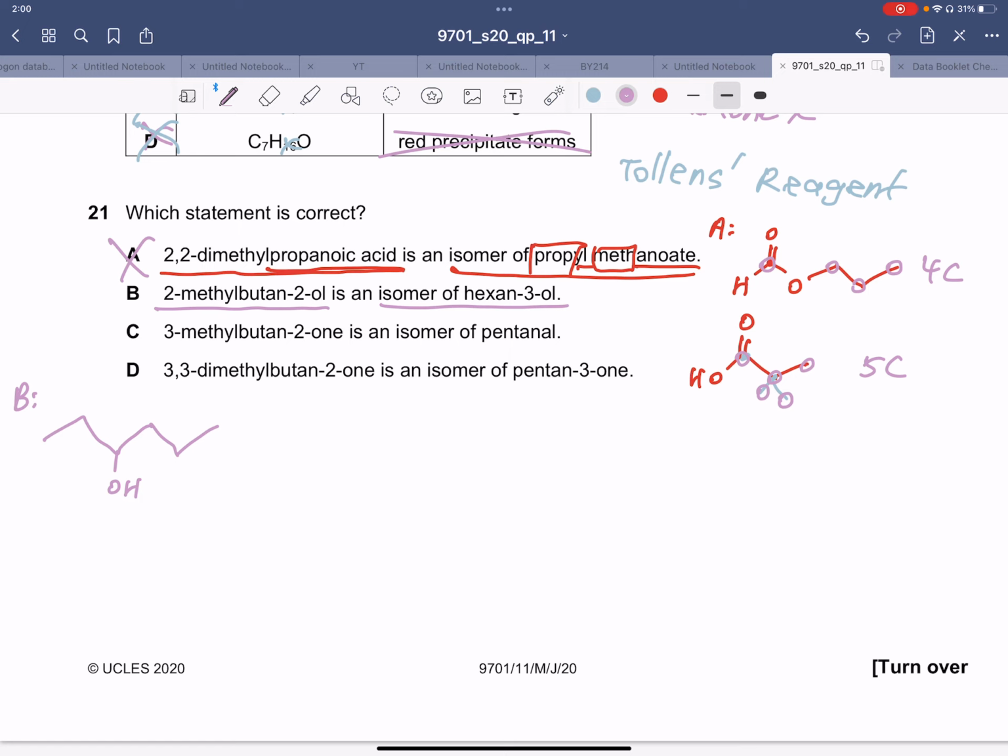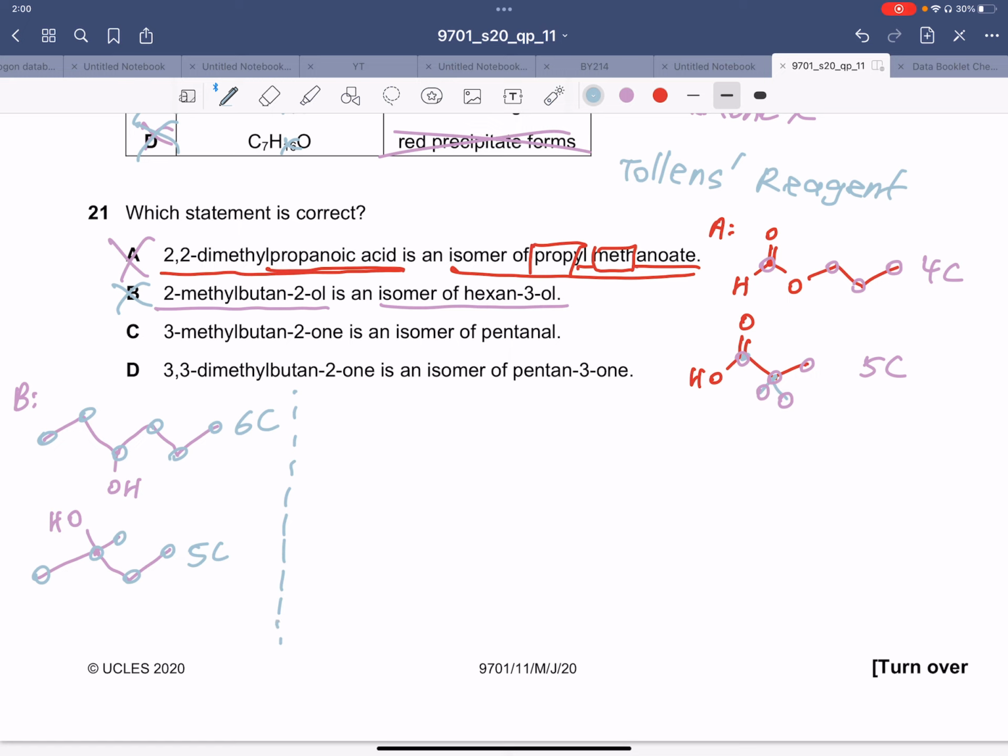2-methylbutan-2-ol. Okay, so again, look at that butane. So 1, 2, 3, that's for butane, 4 carbons. 2, so right here, OH, for the butan-2-ol, and then 2-methyl, which is like that. Again, taking a look at the number of carbons, you have 1, 2, 3, 4, 5, 6 carbons here. 1, 2, 3, 4, 5 carbons here. So that's not going to be right either. Okay, so we're done with option B as well.